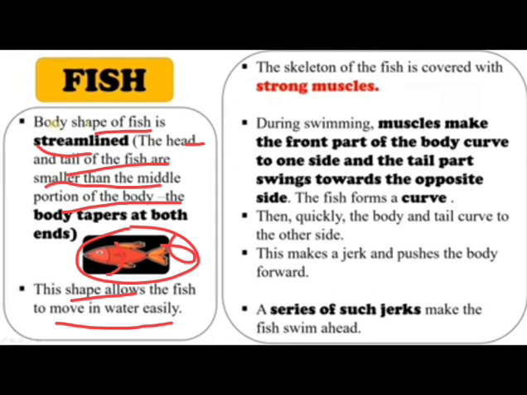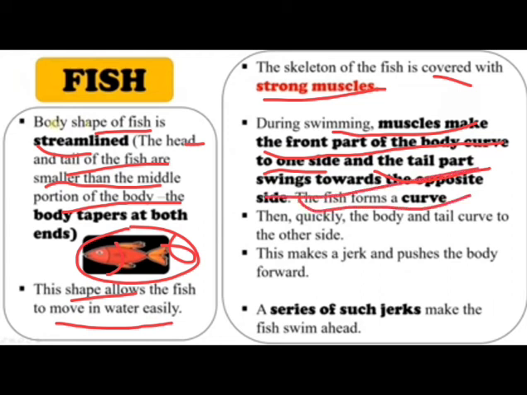The skeleton of the fish is covered with strong muscles. During swimming, the muscles make the front part of the body curve to one side, and the tail part swings towards the opposite side, and the fish always forms a curve. Then quickly the body and the tail curve to the other side. This makes a jerk and pushes the body forward.